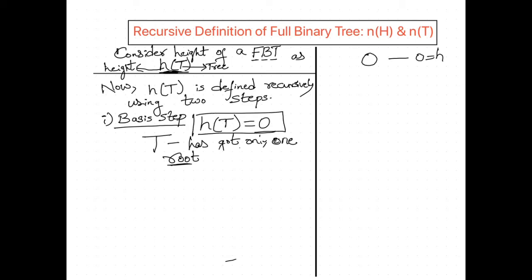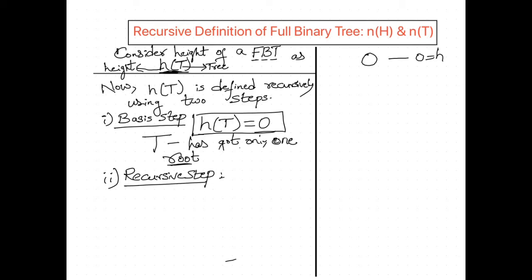In basis step, there will be only one node in a full binary tree. That node is the root. Okay, that's why h of T is equal to 0. So this is the basis step of a full binary tree. Now let us move to the recursive step, or inductive step, we can call.